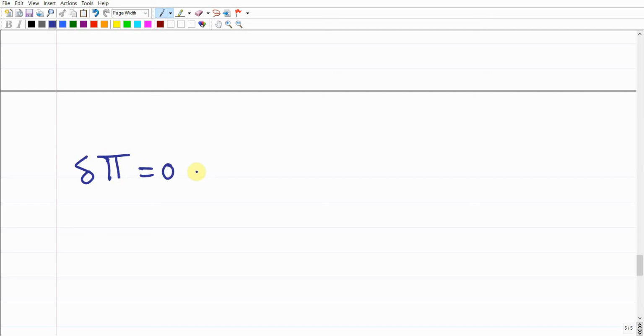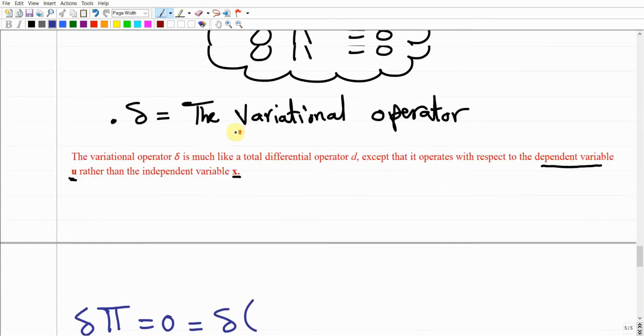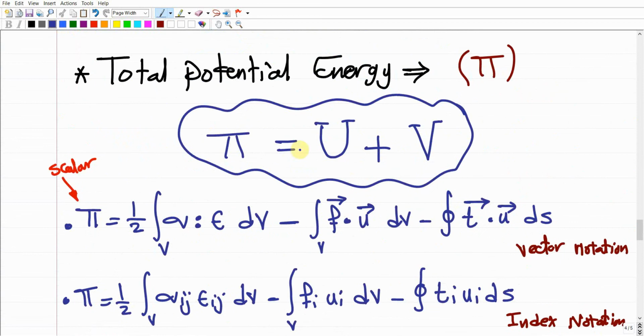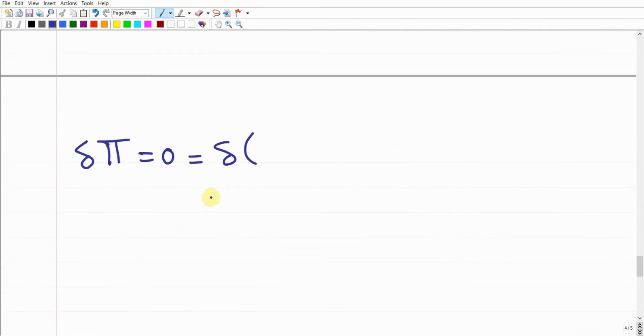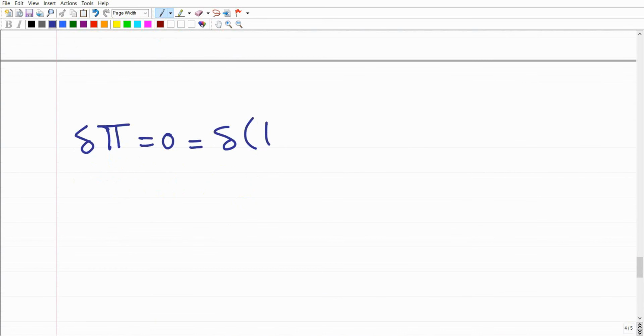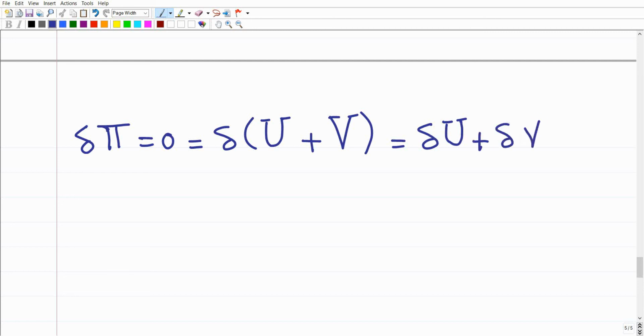to 0. So it should equal the first variation of what we defined Pi up there as: the summation of U, the total strain energy, plus V, the potential energy due to work done. So this is going to be the first variation of U plus V. And then we can distribute this delta over the two terms. So it is equivalent to delta U, the first variation of the strain energy, plus the first variation of V, the potential due to the work done.